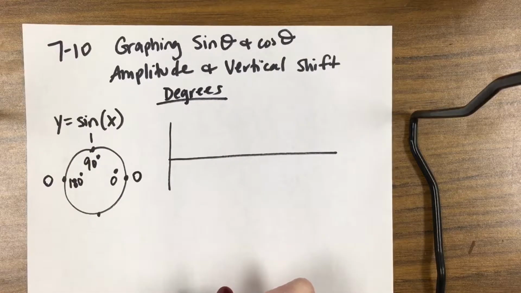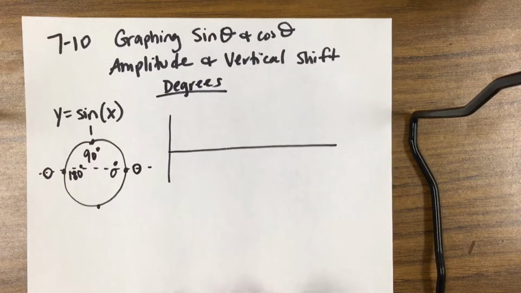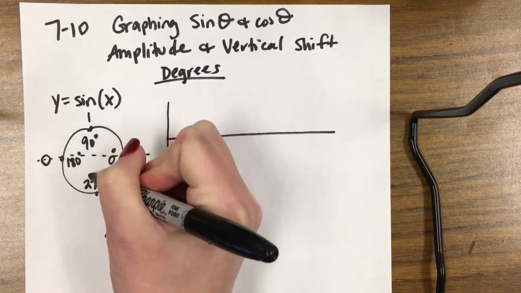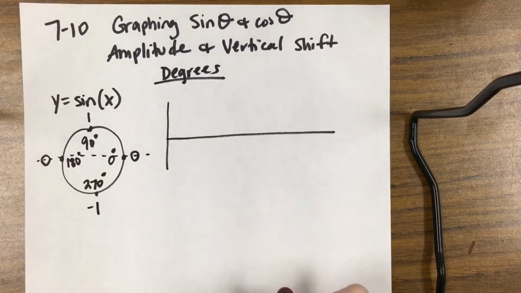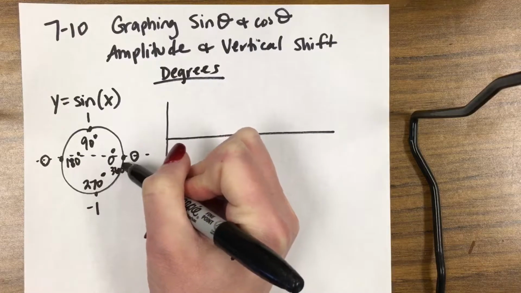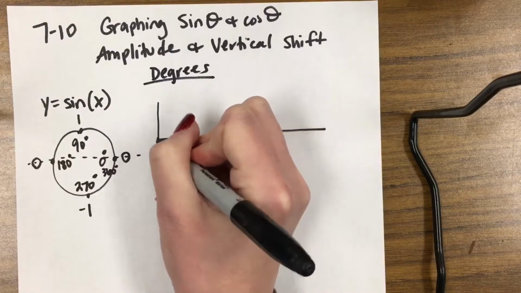Think back to that Ferris wheel idea. Here's the ground. And at 270 degrees, our height is as far down from the ground level as we can go. So we'll say that's -1. And then back at 360, our height is again 0. So we're just going to plot these 5 points on the graph.